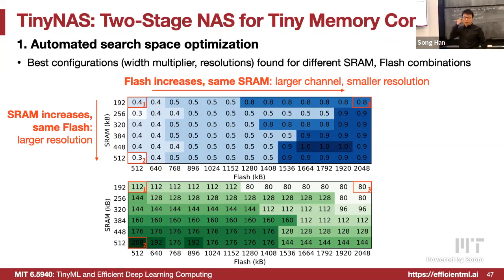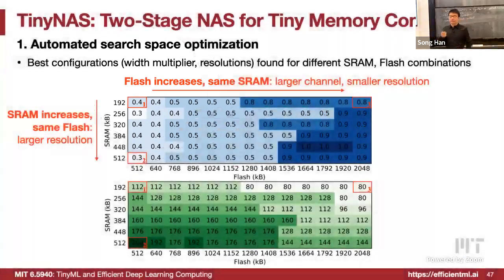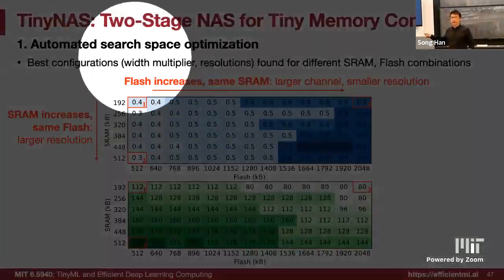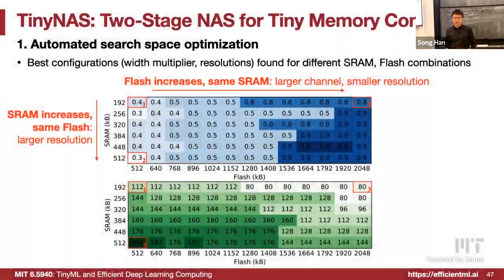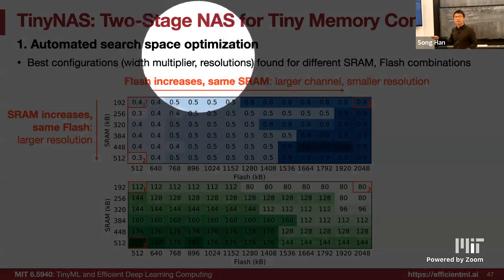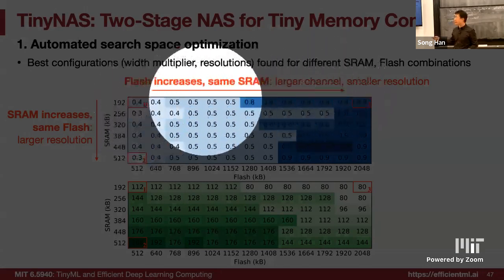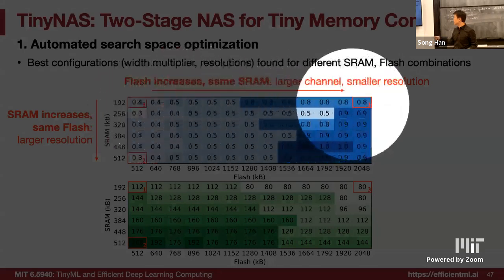Okay, let's see the answer. So when the flash increases but the SRAM stays the same, remember what gets stored in the flash and what gets stored in the SRAM. Right, exactly. The flash stores the weights, the kernels, and SRAM stores the activations. So when the flash increases, you can accommodate more weights, so you can have a larger number of channels. That's why the width multiplier is increasing from 0.4 to 0.8.